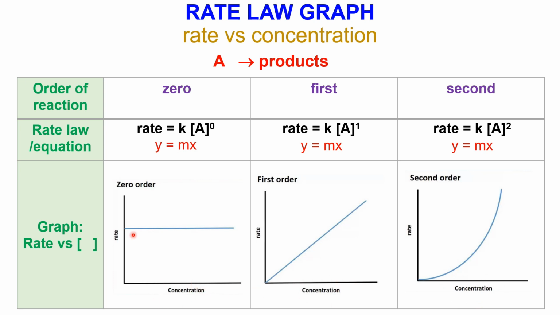The only difference for the rate law graph is the curve of the graph. For zero order, the curve is a straight, constant line, because for zero order, the rate is always constant even though we change the concentration of A. For first order reaction, the graph is linear, because if we double the concentration of A, the rate will also double. For second order, the graph is quadratic, because if we double the concentration of A, the rate becomes quadruple.